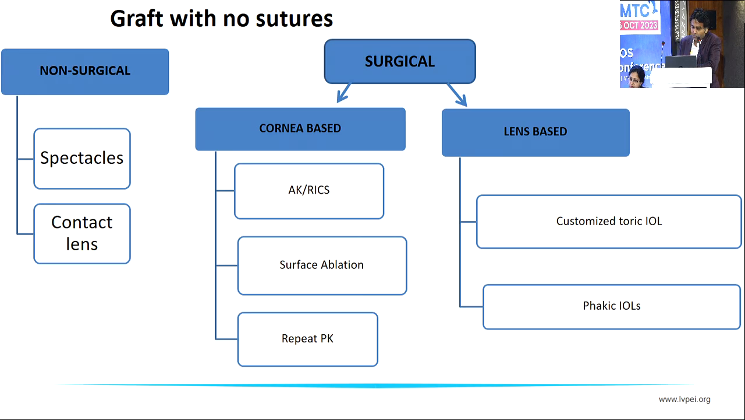If there is a graft with no suture, the non-surgical method is spectacles, otherwise contact lenses: RGP lens, scleral contact lens, we have varieties. In the surgical methods, there are only two types: corneal based or lens based. In the corneal based, in the past we have used AK, arcuate keratotomy, or relaxing incision with compression sutures, known as RICS, or you can do surface ablation like PRK. The last resort is to repeat the keratoplasty. In the lens based, we have customized toric IOL or phakic IOL.